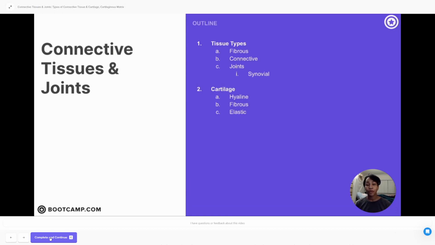And we're also going to talk about what this connective tissue is made of. That's notably going to be cartilage, so we'll talk about the different types and where we're likely to see them in this unit. So let's get into it.